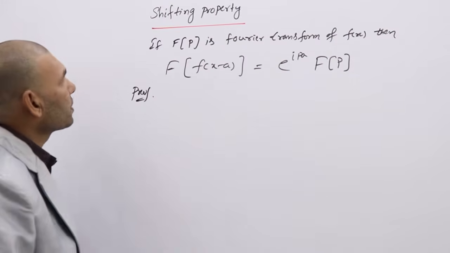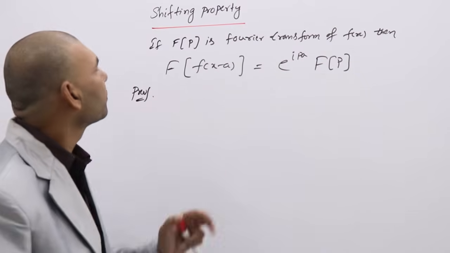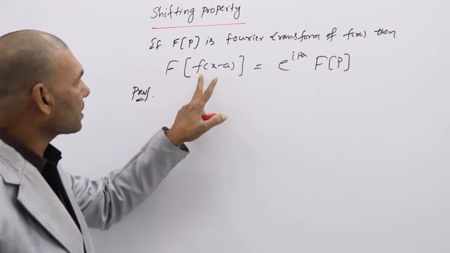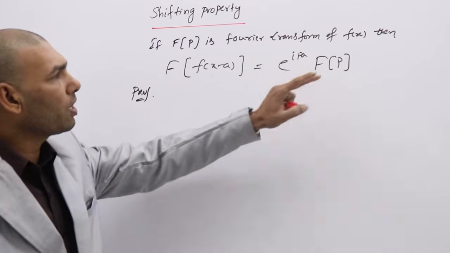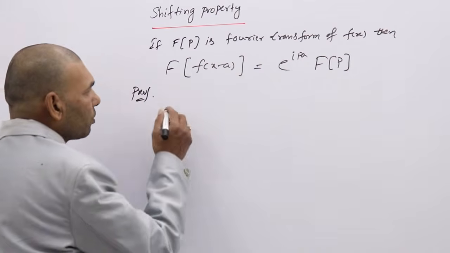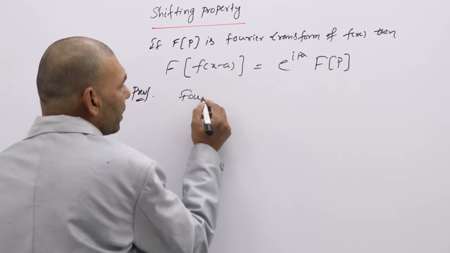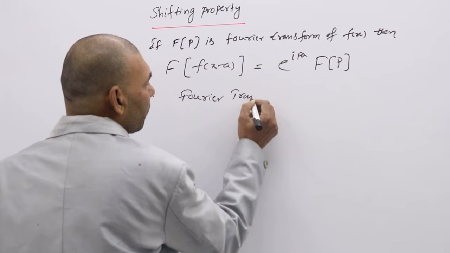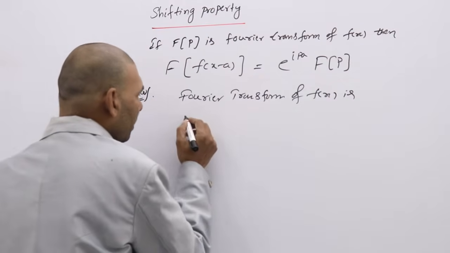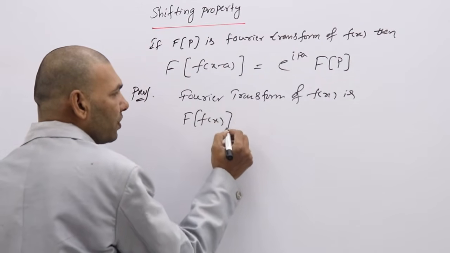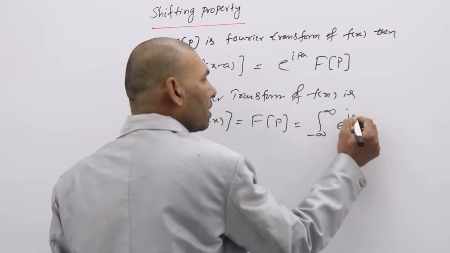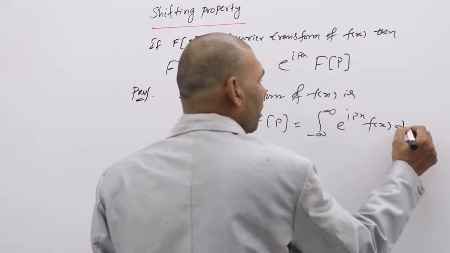So, shifting property of Fourier transform. If F of p is the Fourier transform of f of x, then we need to prove that the Fourier transform of f of x minus a is e power ipa into F of p. To prove this, first write the Fourier transform of f of x, which is capital F of p, the integral from minus infinity to infinity e power ipx into f of x dx.